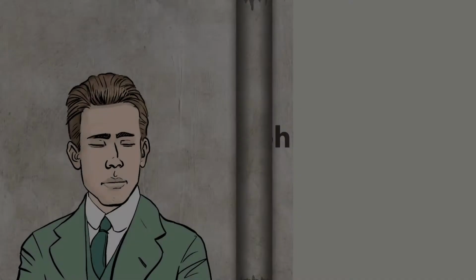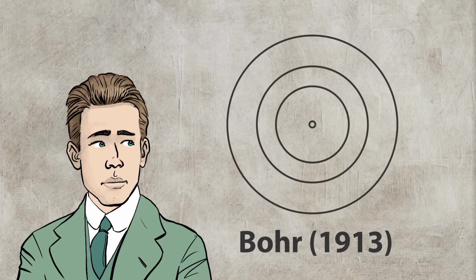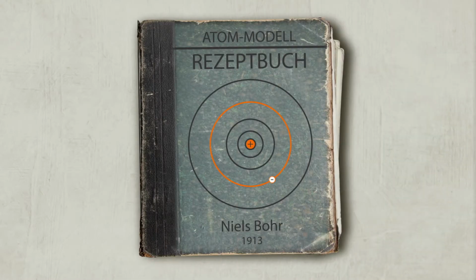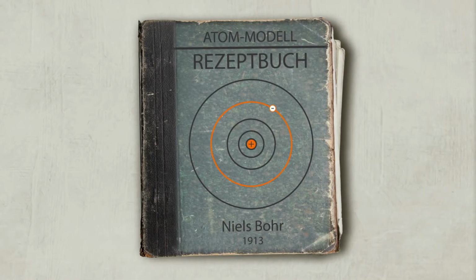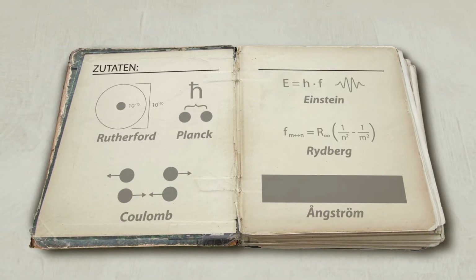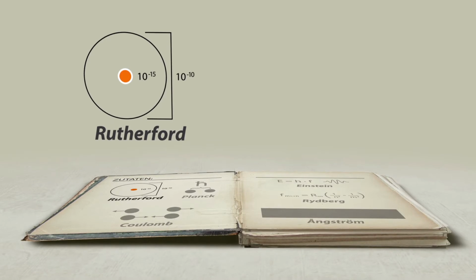In 1913, Niels Bohr proposed his famous atomic model. According to this model, electrons can assume only certain orbits around the nucleus. But first things first, Bohr put together the knowledge blocks available to him at that time and created a kind of recipe book. We know from the Rutherford scattering experiment with a gold foil that the atomic nucleus is tiny relative to the electron shell.